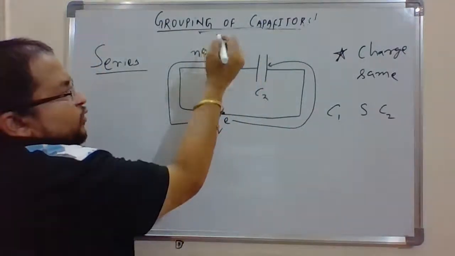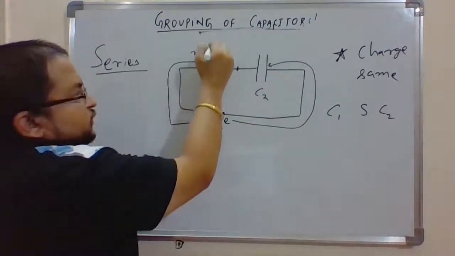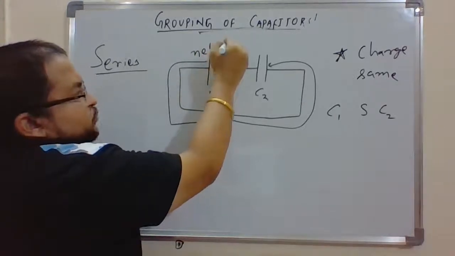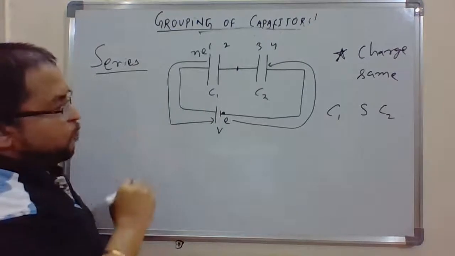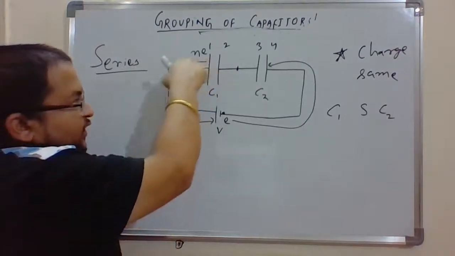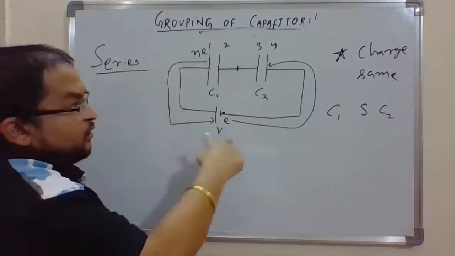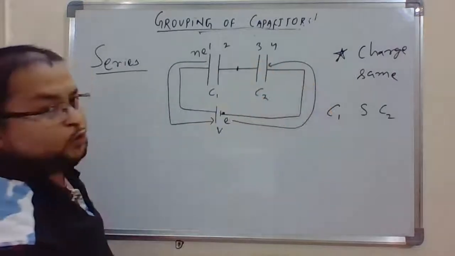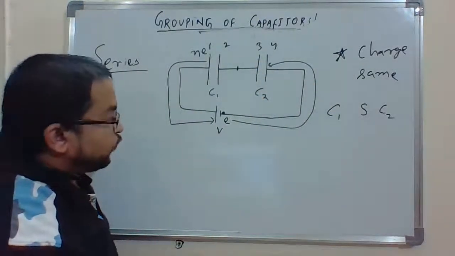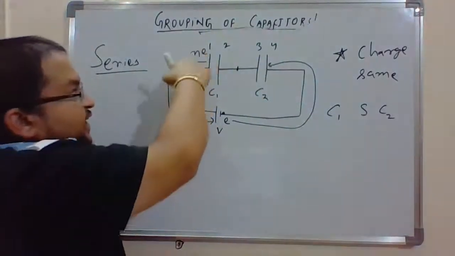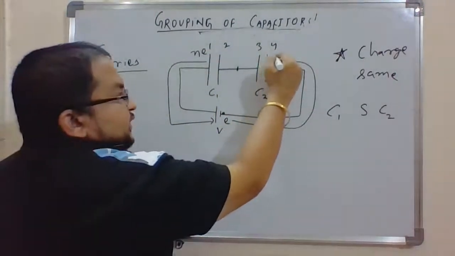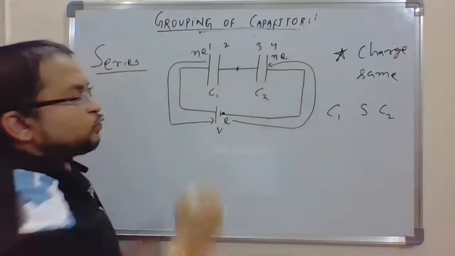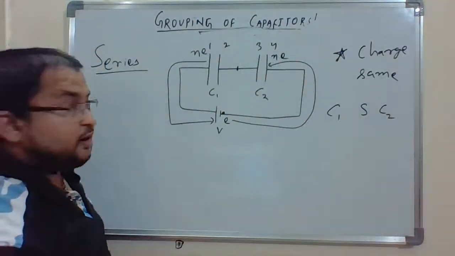So if I give them names, suppose this is plate 1, this is plate 2, this is plate 3, this is plate 4. So if one electron is coming out from plate 1, that same one electron would go and sit on plate 4. So if n into e electrons have come out of plate 1, then obviously the same number of electrons would go and sit on plate 4, right?